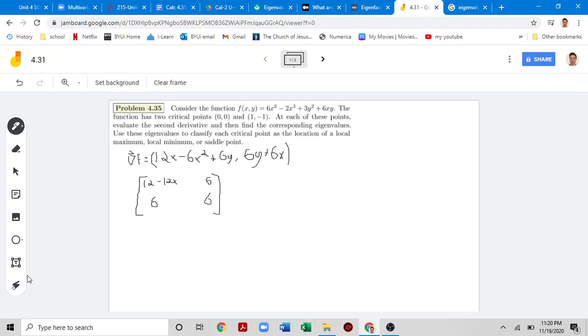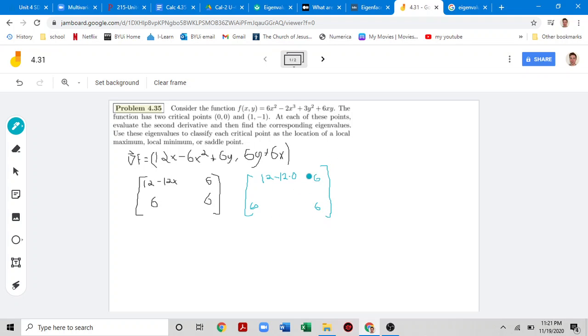Cool. And thank heaven for Brother Woodruff, because he already gave us the critical points. So we needed to put in the x values right here. Let's make these new ones blue. For this one, it's going to be 12 minus 12 times 0, because that's the x value right here. And don't worry, we'll do the one on the next one over here. This one will be 6, 6, and 6.